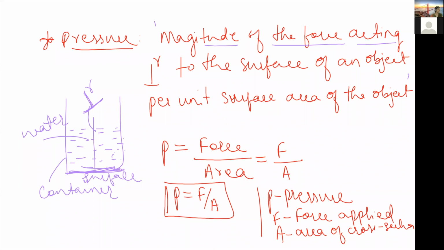The area of the container is A, and the pressure formula is P is equal to force by area. This is the formula we use to calculate pressure. The basic definition of pressure is the magnitude of the force acting perpendicular to the surface of an object, per unit surface area of the object, which we call pressure.